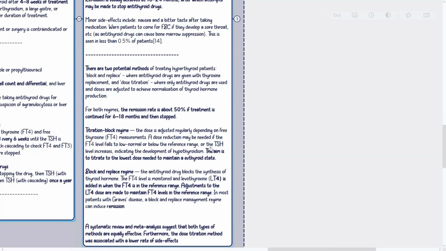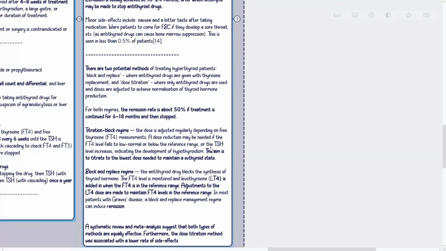Dose titration regime. The dose is adjusted regularly depending on free thyroxine, FT4, measurements. A dose reduction may be needed if the FT4 level falls to low normal or below the reference range, or the TSH level increases, indicating the development of hypothyroidism. The aim is to titrate to the lowest dose needed to maintain a euthyroid state.